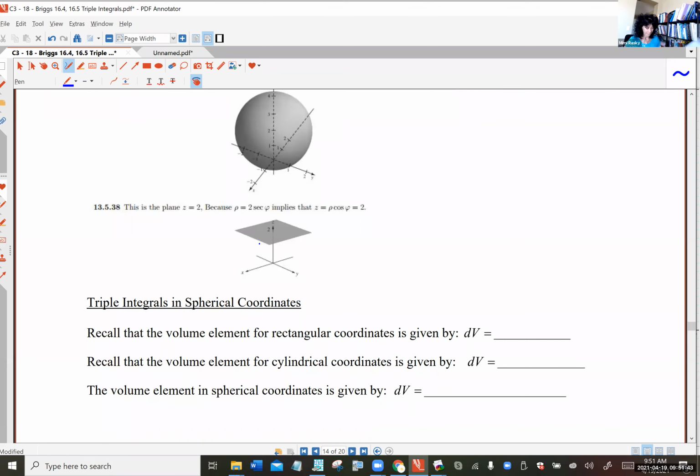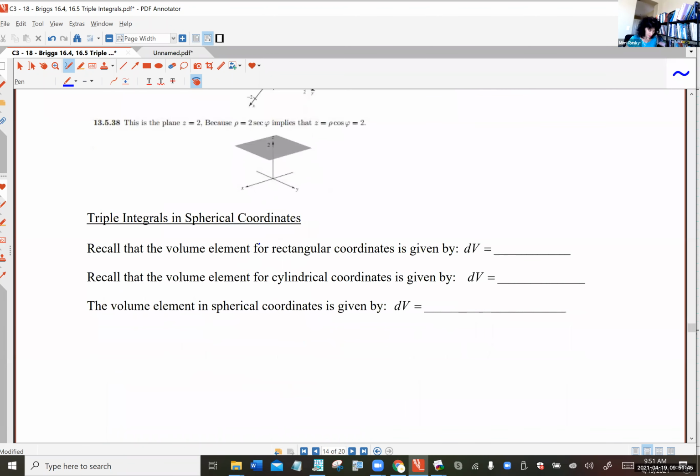Okay, before we finish today, I want to do at least one or two examples of a spherical triple integral for you, so you can at least get started on your homework. So let's do some review. What's the volume element for rectangular? If you see dV, which stands for your volume element, what do you replace it with if you're doing a triple integral? Anybody remember?